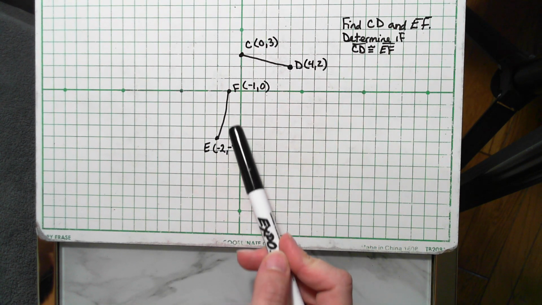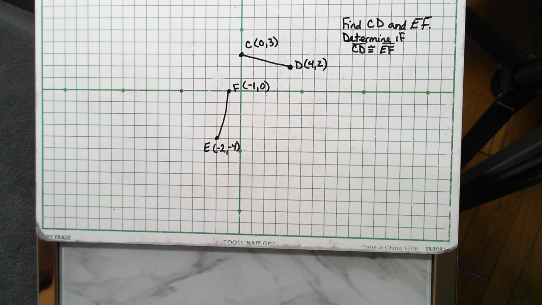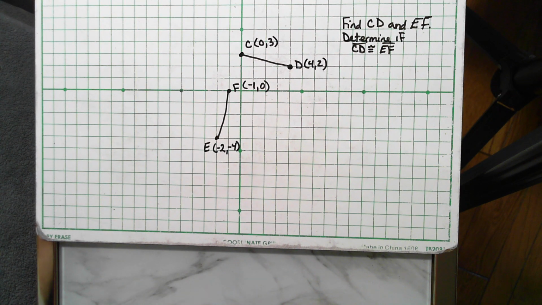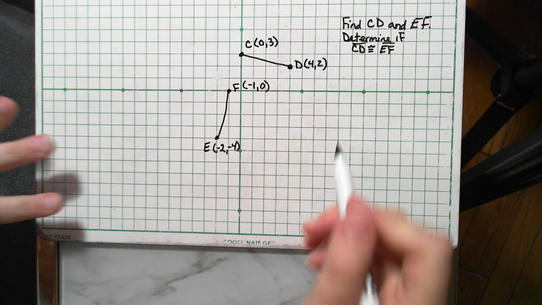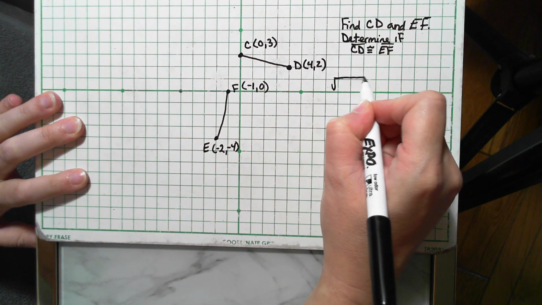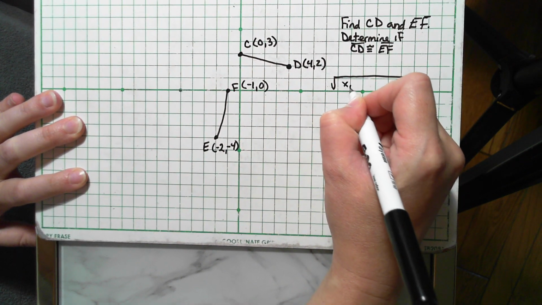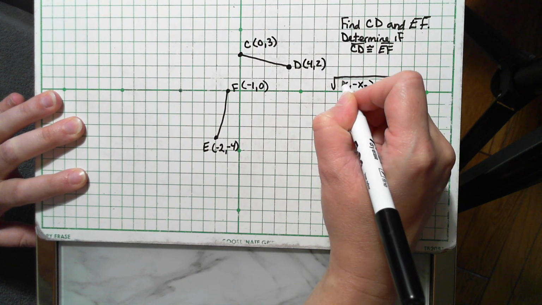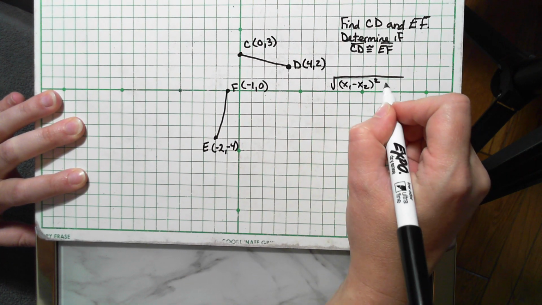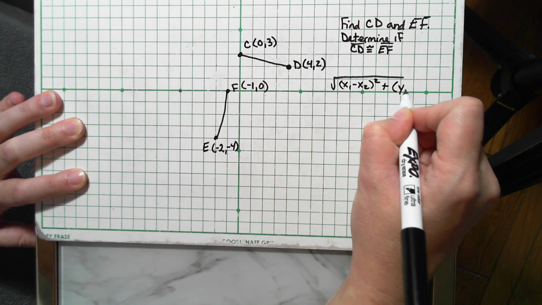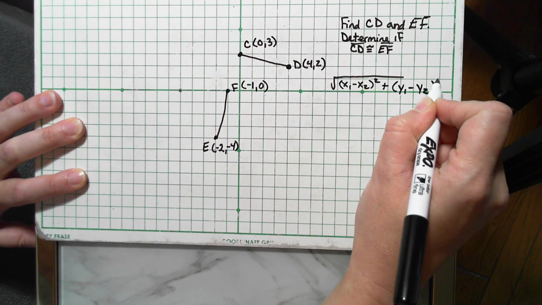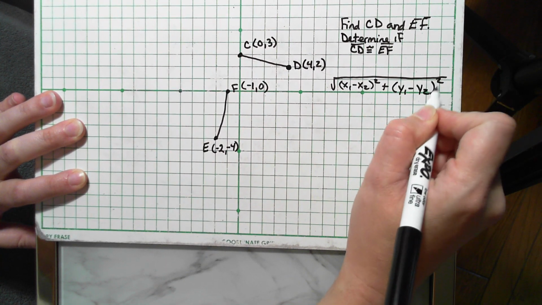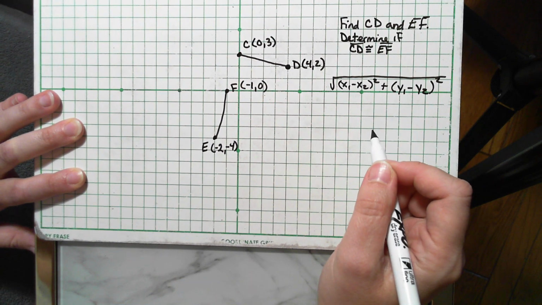And we've been given these two graphed segments. So what I'm going to do is I'm going to find the distance formula, and I'm going to show you two different ways to do it. First, the book gives us this lovely formula. It's the square root of x1 minus x2 squared plus y1 minus y2 squared. That is the technical distance formula.